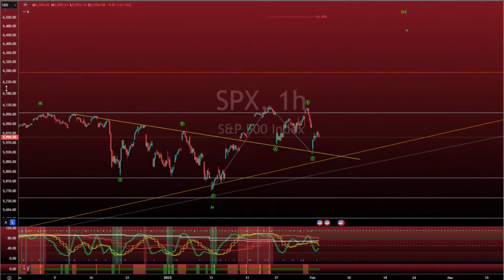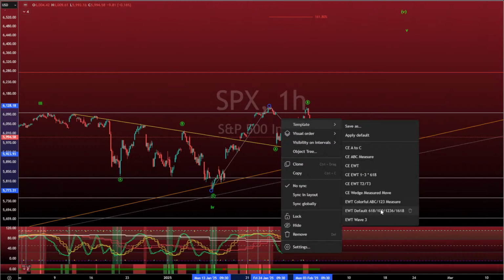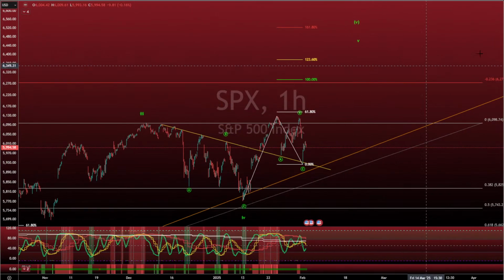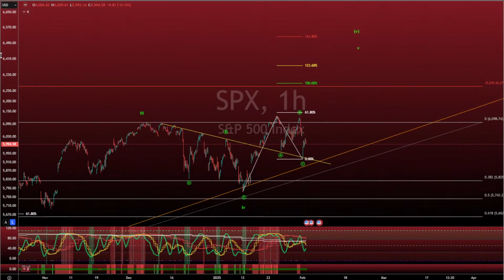All right, so let's go ahead and put our template on here for the 690, the 100, the 123.6. So we've got a level right here at about 62.80, which is likely going to be an important level to get through. But ultimately, I would love to see us come up here to about 6,500. Now, I'm not talking about a move to 6,500 this week. I'm really talking about sometime in the next month to see us go all the way back up to 6,500, maybe even just a little bit higher than that.